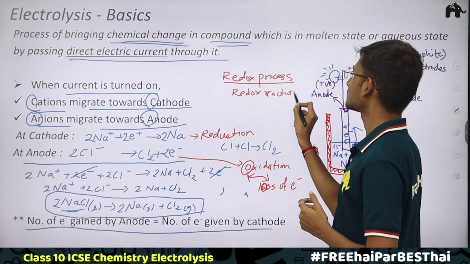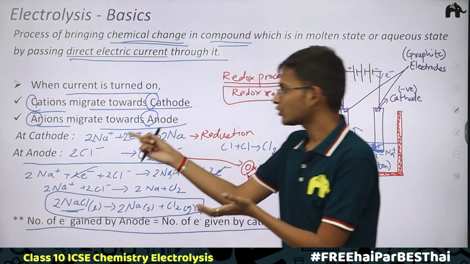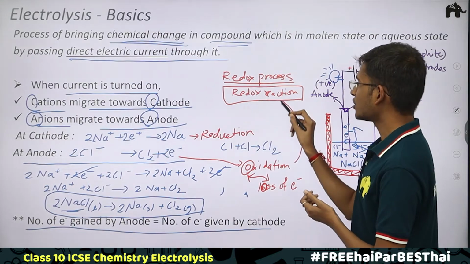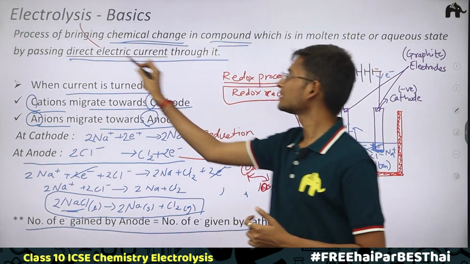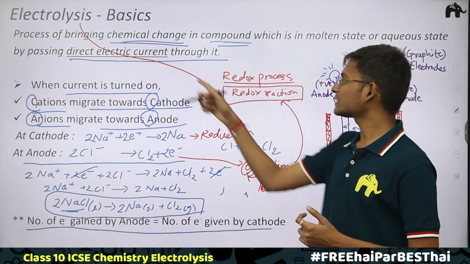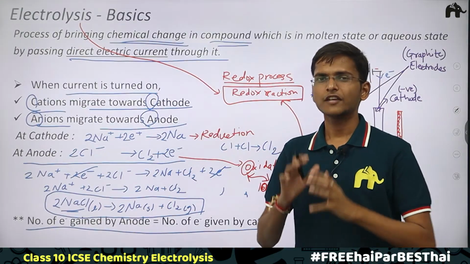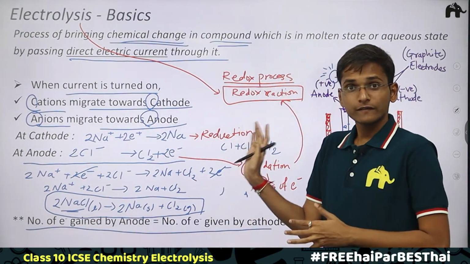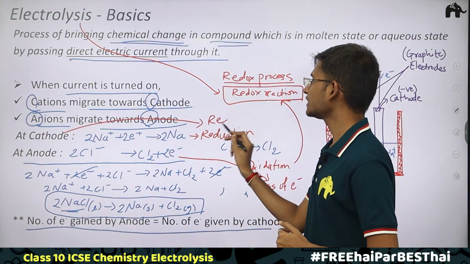Or we can say a redox reaction. See, at the cathode reduction is happening, and at the anode oxidation is happening. So we are seeing that a redox reaction is taking place, and that's why we say that electrolysis is a redox reaction. Clear? This is a very important concept. And one last very important thing: at the cathode reduction always takes place, that's why we call the cathode the reducing electrode.